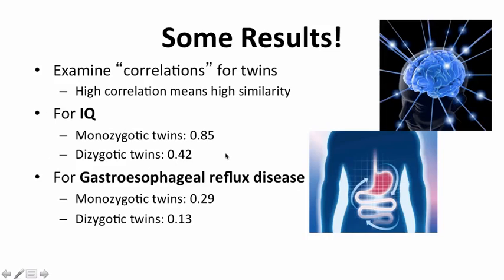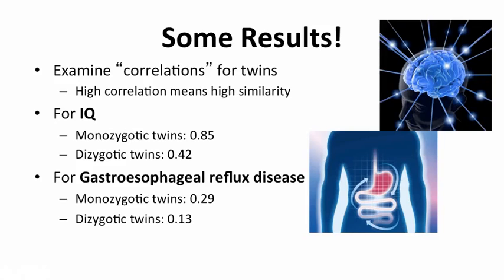Same sort of thing for some diseases. When we look at gastroesophageal reflux disease, monozygotic twins have a 0.29, dizygotic twins have a 0.13. Again, we see this higher association when they're genetically the same than when they're genetically similar but not identical, which means that there is some sort of genetic component. There may be an environmental component. I should stress this: none of this proves the absence of an environmental component. All it shows is the presence of a genetic component. I should stress that. Okay?